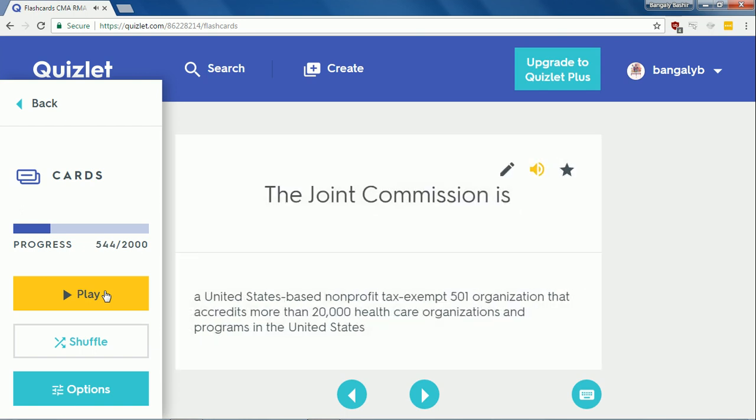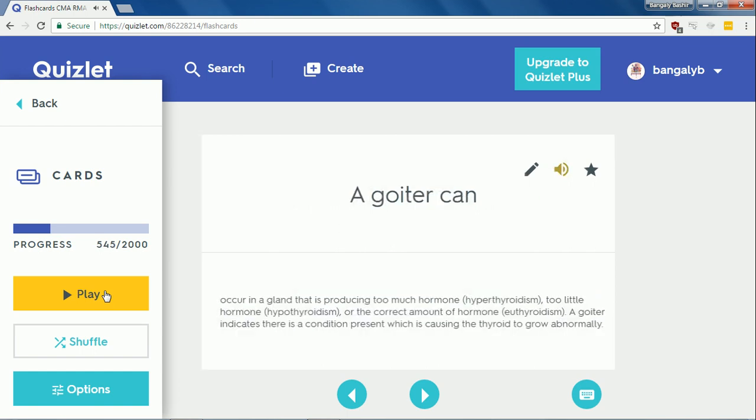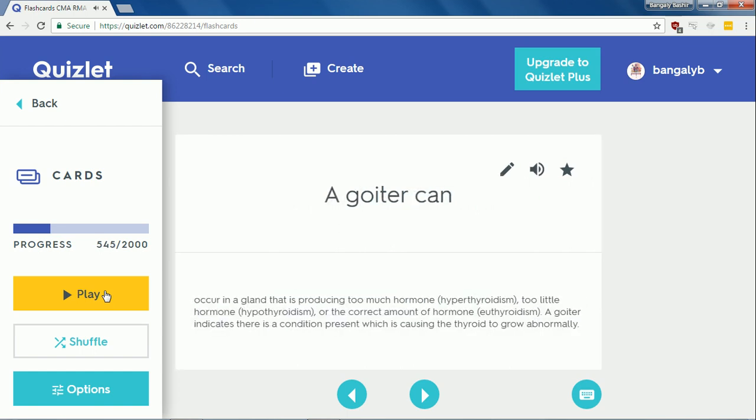The Joint Commission is a United States-based nonprofit tax-exempt 501 organization that accredits more than 20,000 healthcare organizations and programs in the United States. A goiter can occur in a gland that is producing too much hormone, too little hormone, or the correct amount of hormone. A goiter indicates there is a condition present which is causing the thyroid to grow abnormally.